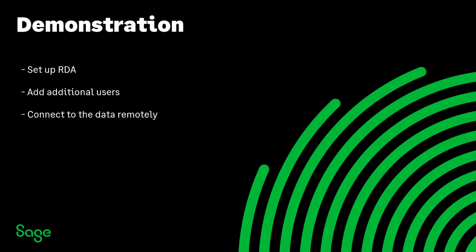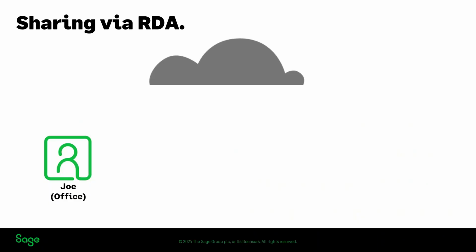Okay, so let's go through some demonstration. We're going to go through the demonstration of setting up remote data access, adding additional users, and then connecting to the data remotely. So firstly, we're going to set up remote data access from Joe's location. So let's take a look at the first demonstration of how to set this up and see what it looks like.